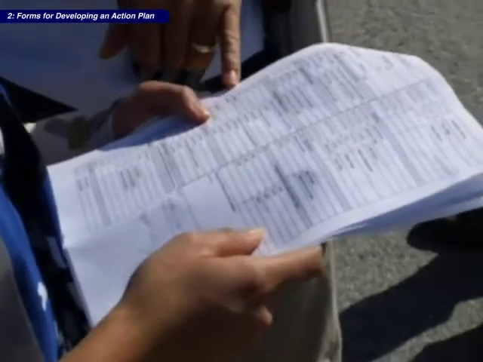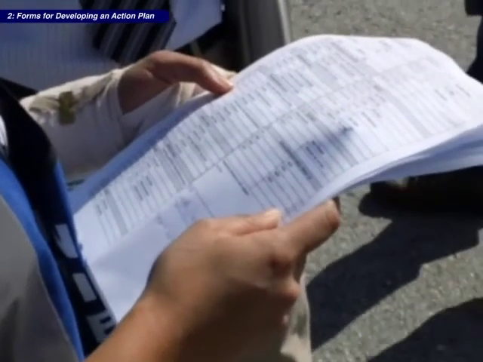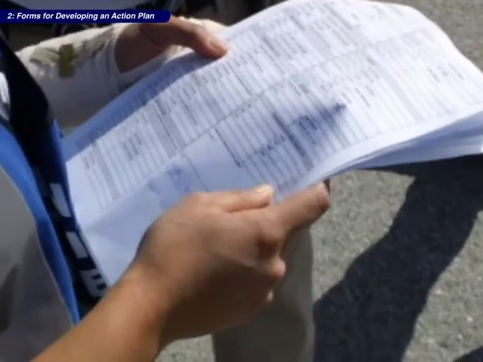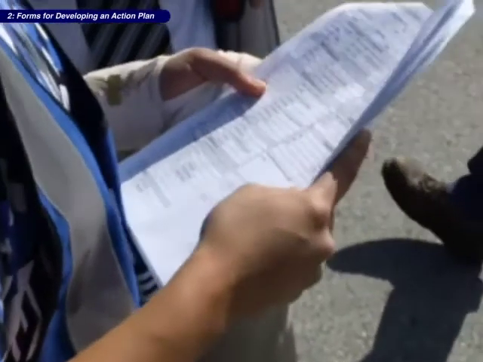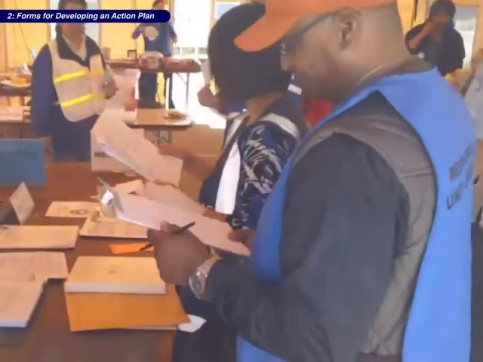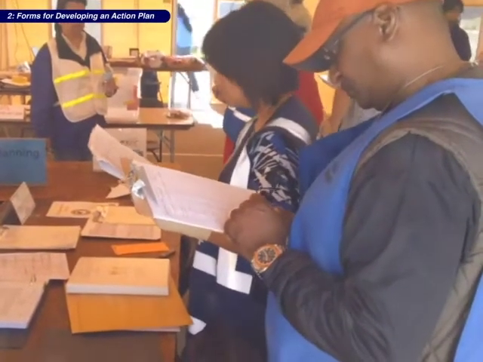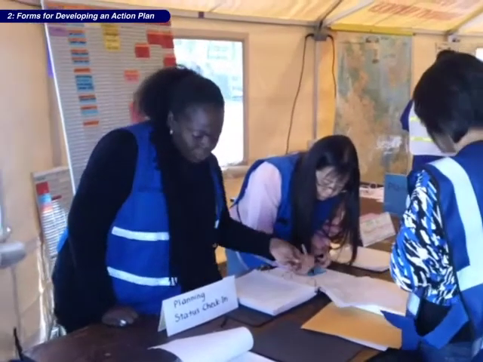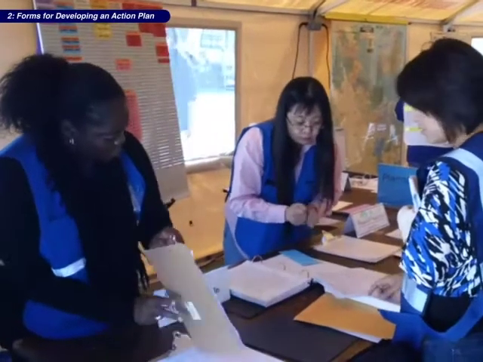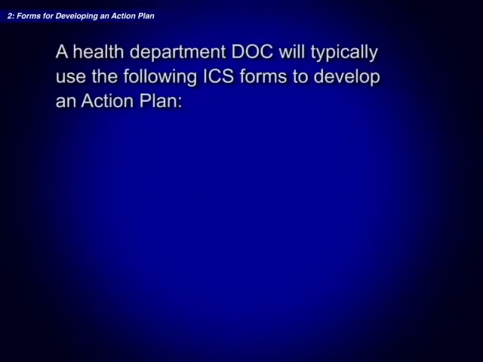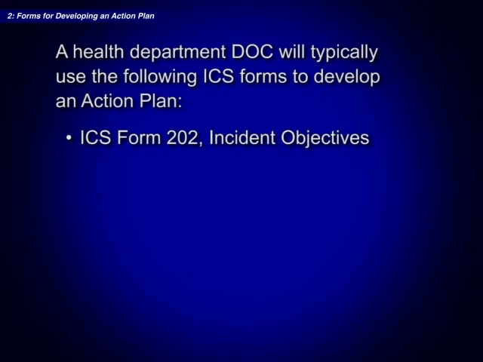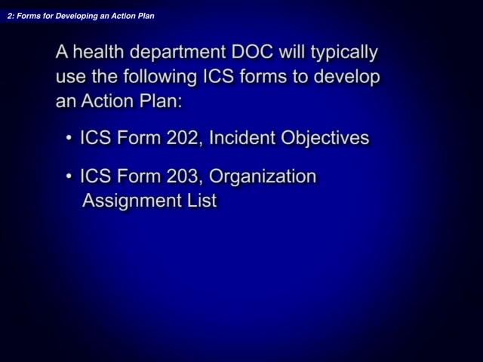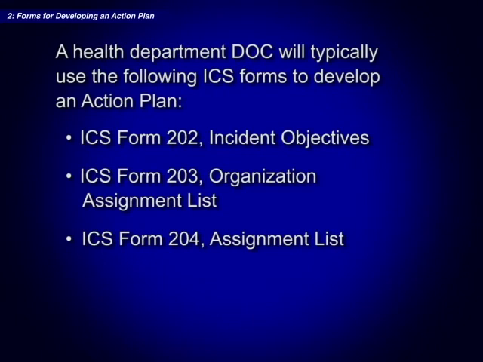Using standard ICS forms to develop a written action plan is a wise thing to do. Standardized ICS forms, such as those developed by FEMA, provide a practical outline for meeting objectives and distributing information through an operational period. At a minimum, a health department DOC will typically use the following ICS forms to develop an action plan. ICS Form 202, Incident Objectives. ICS Form 203, Organization Assignment List. ICS Form 204, Assignment List.